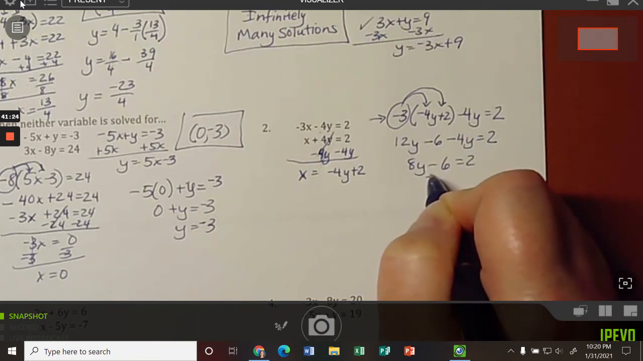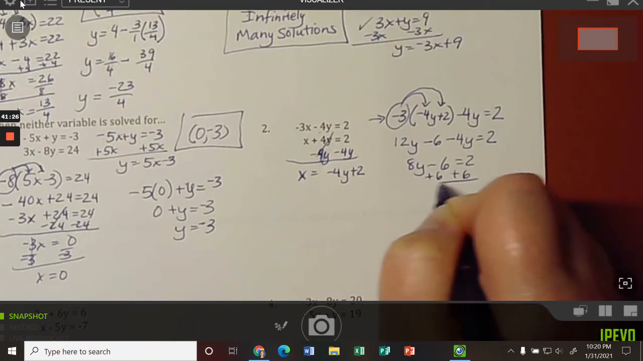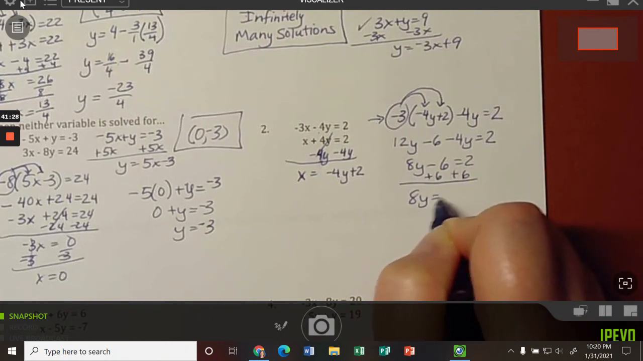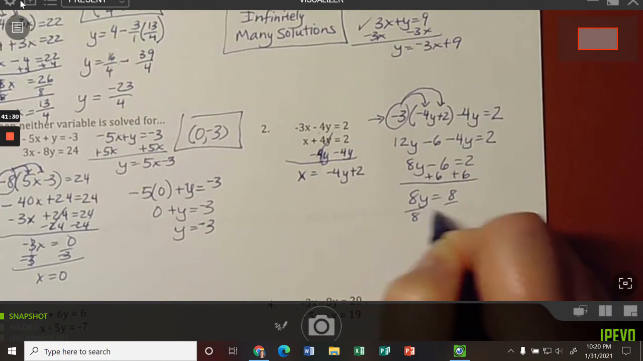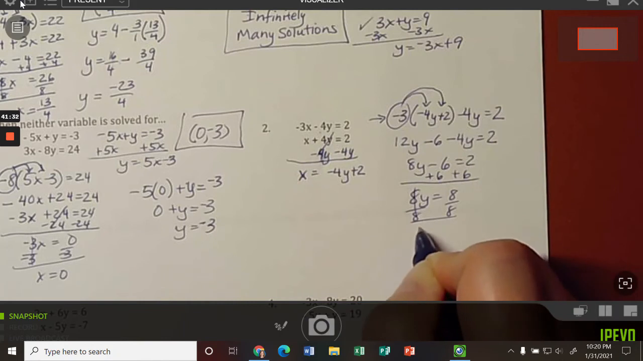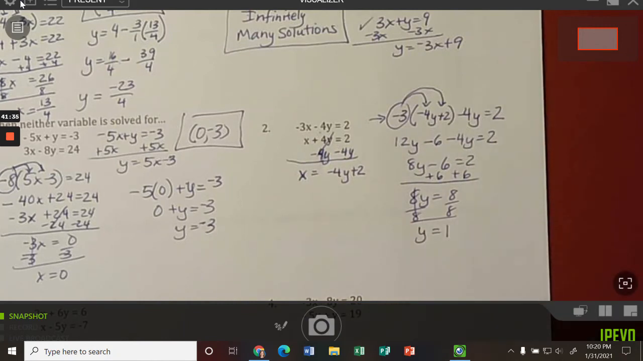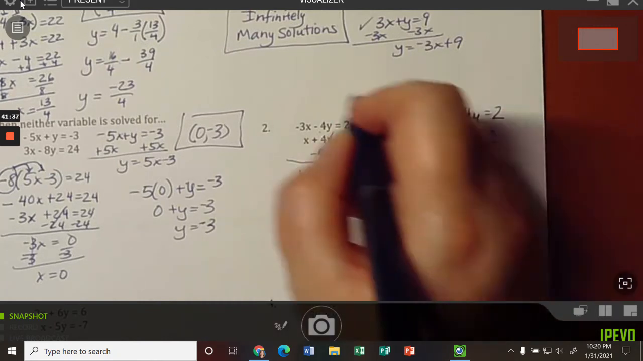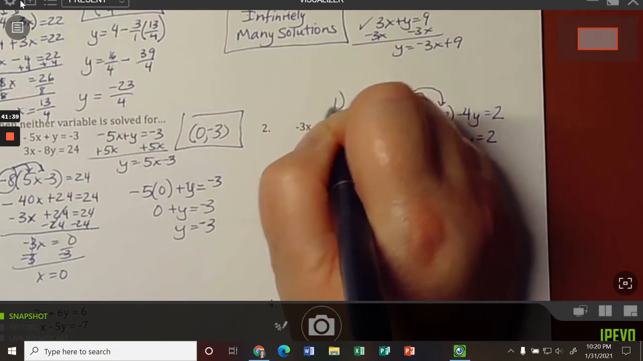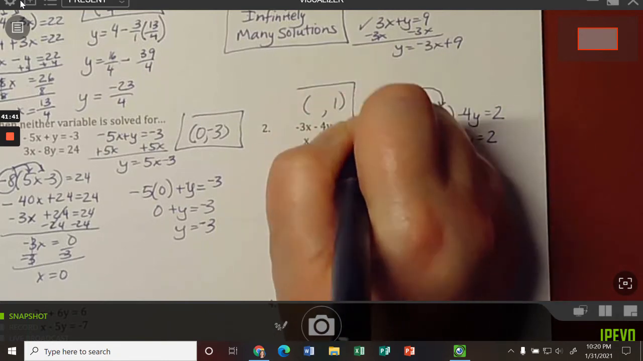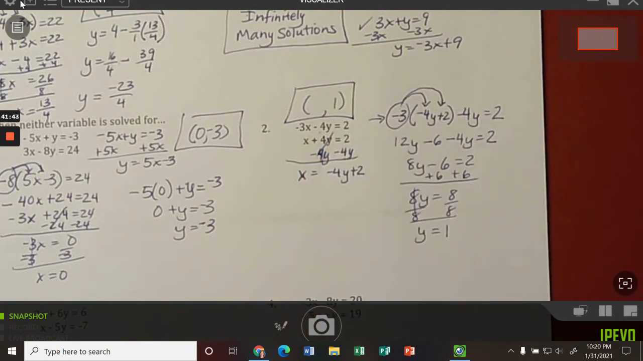Then we'll add 6 to each side to get 8y equals 8. And then divide each side by 8 to get y equals 1. So we have the y variable, and once we have the y variable, we'll substitute the y variable back into either one of the equations to get x.